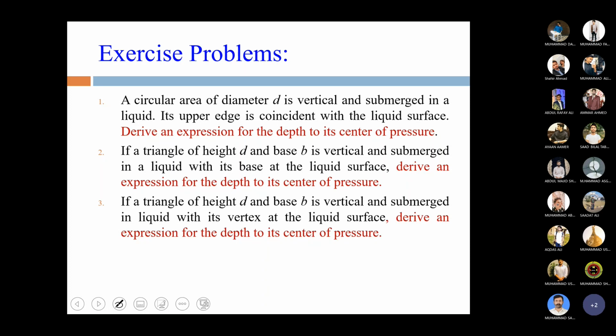Okay, so a few exercise problems which you will solve by yourself. It's very simple. Let me brief it. For example, a circular area of diameter d is vertical and submerged in a liquid. If this is a circle and is submerged from here, and the diameter is again d, its upper edge is coinciding with the liquid surface. Derive an expression for the depth of its center of pressure.